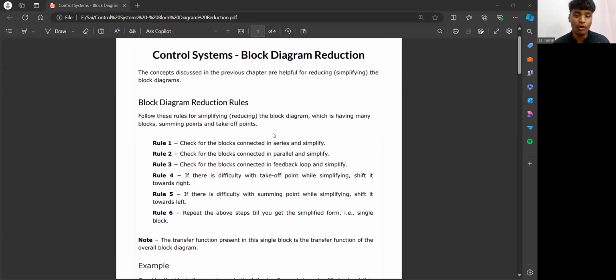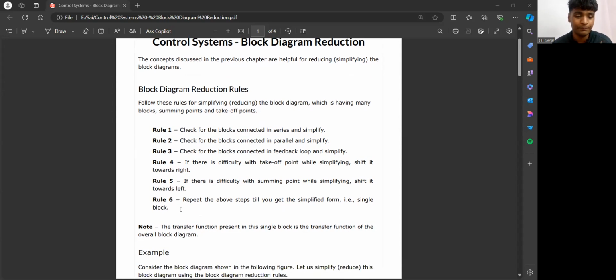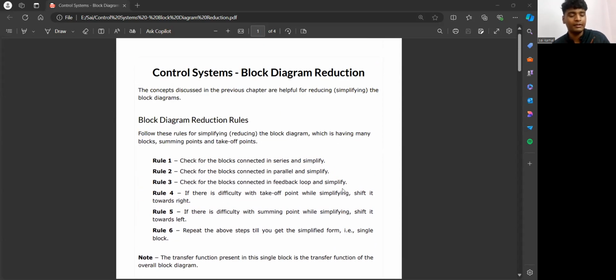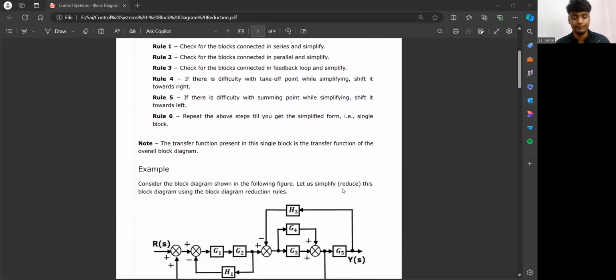The first rule is check for the blocks connected in series and simplify. The second rule is check for the blocks connected in parallel and simplify. Third, check for the blocks connected in feedback loop and simplify. If there is a difficulty with the takeoff point while simplifying, shift it towards the right. So you have to remember all these points. If I start discussing these points one by one, then I know the video will get stretched to 20 minutes. So rule number 5, if there is a difficulty with summing points, we will shift towards the left. We are discussing these rules to make it easier to simplify or solve the diagram.